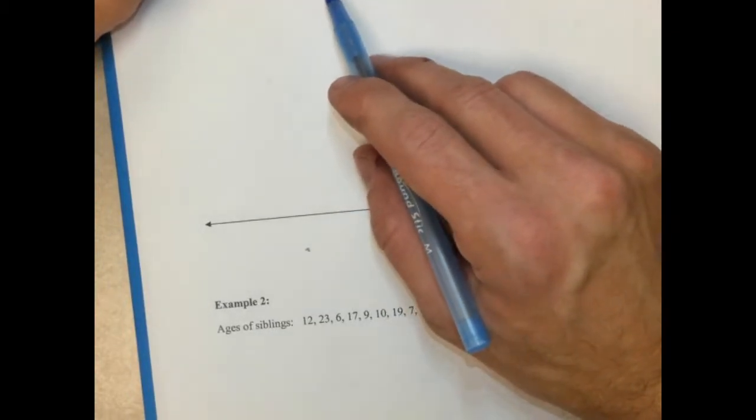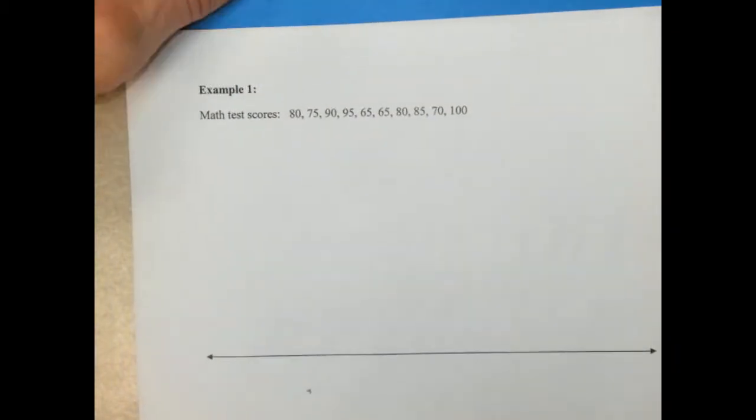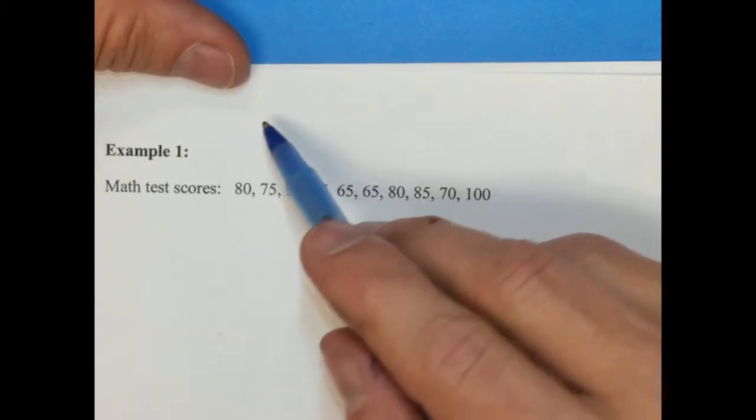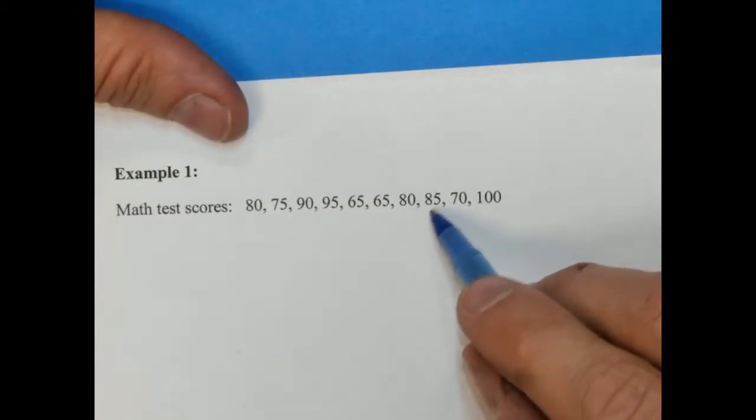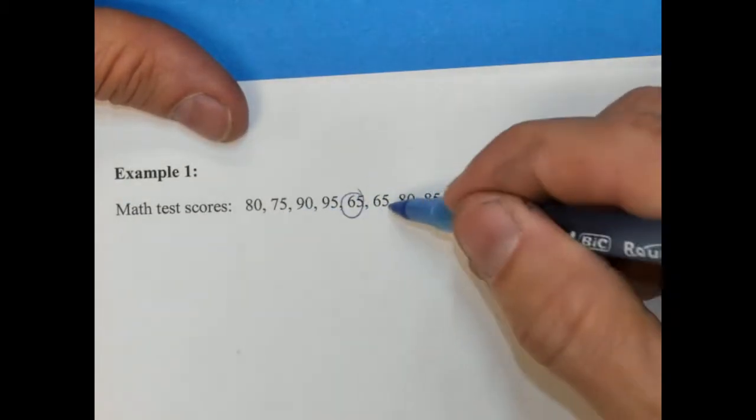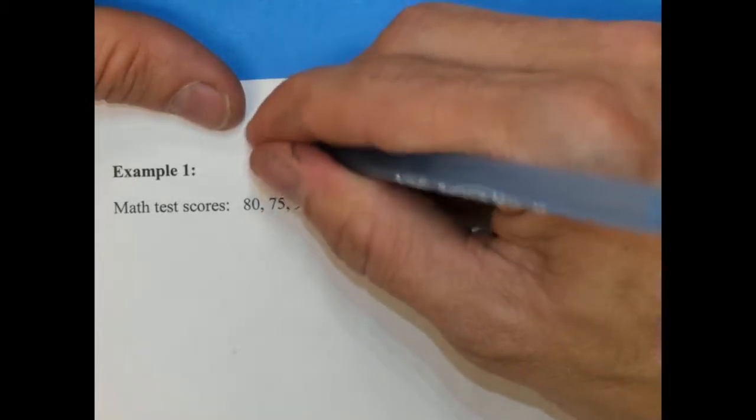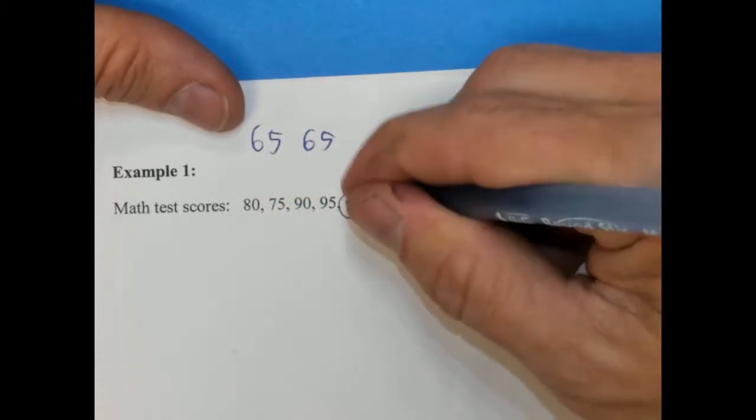All right, let's do an example. So we have a set of data points here. Let's put these in order from lowest to highest. We're going to use this upper portion here. So do we have any in the 50s? No. 60s? Yes. We have 65, 65. That's it. So cross these out.